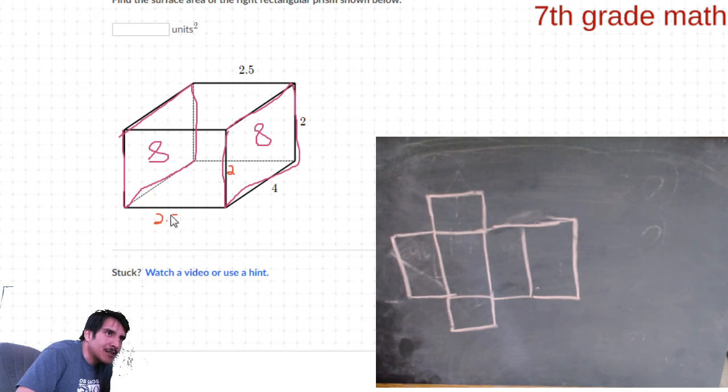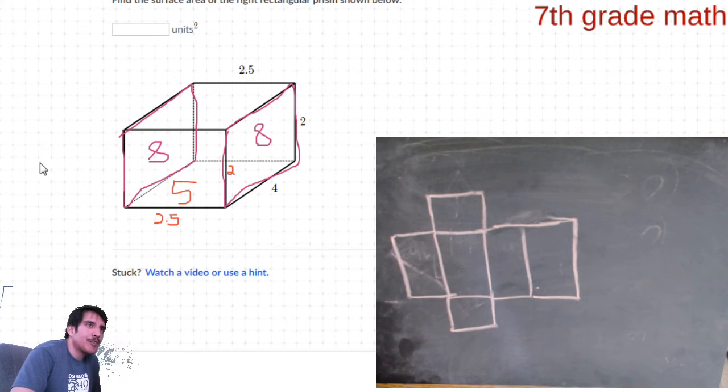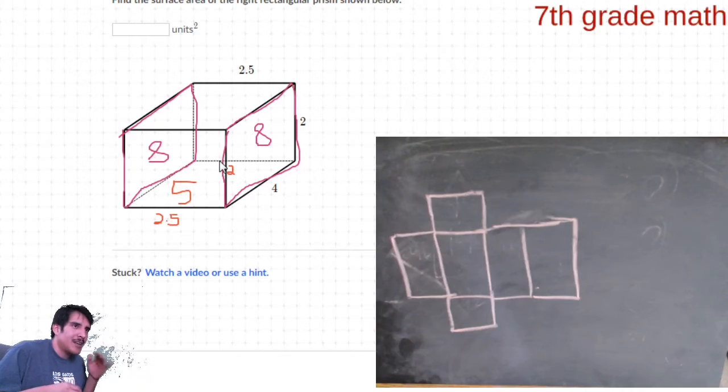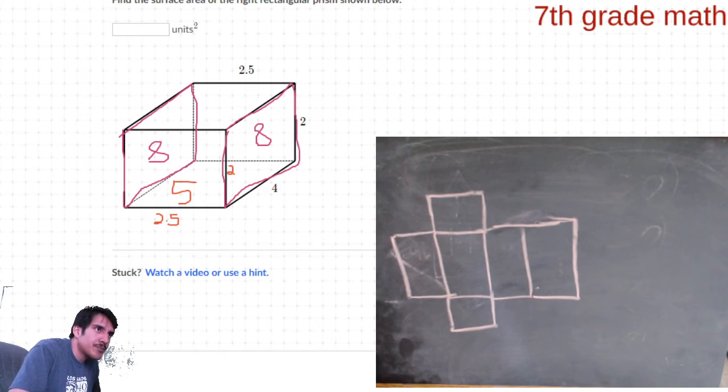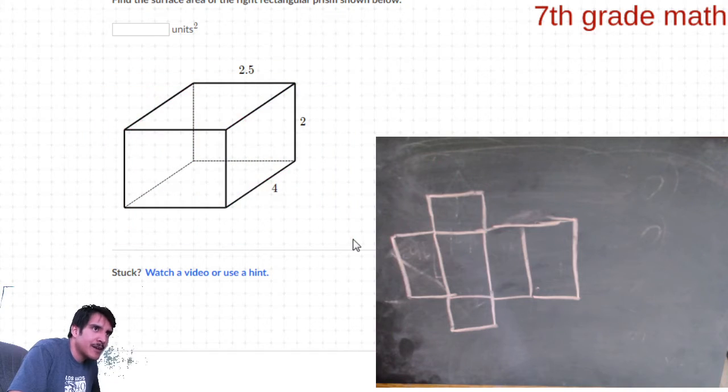I guess it would be easier if I flattened it, right? Because then 2 times 2.5, that's 5. Yeah, when you have a 3D picture, you see how all the numbers start being on weird parts of the picture. So you could keep doing that, and if you're good at visualizing, please keep doing that. But I'm going to use the net, okay?